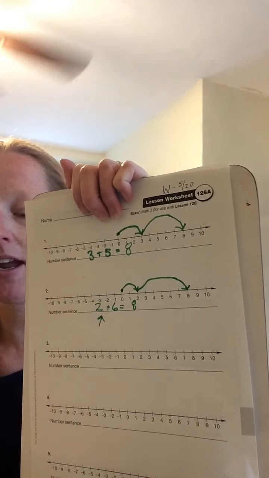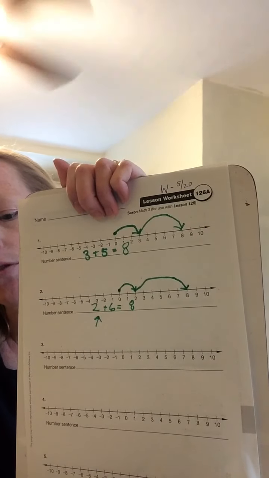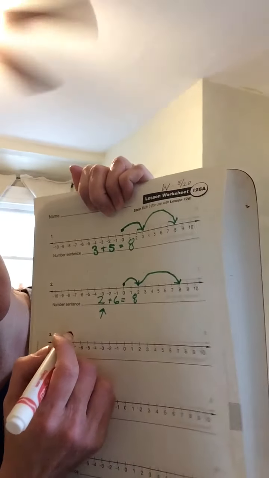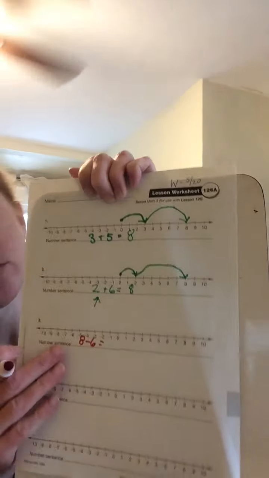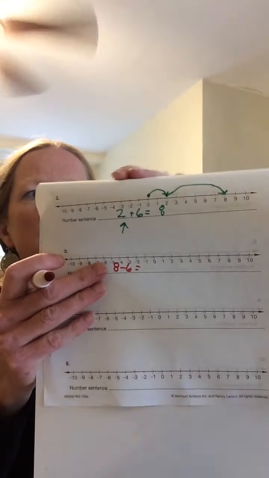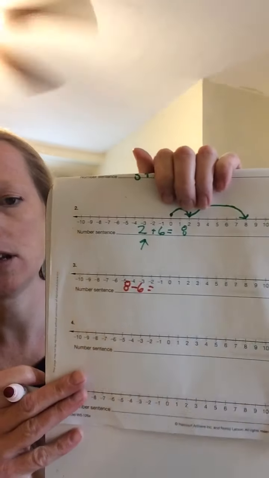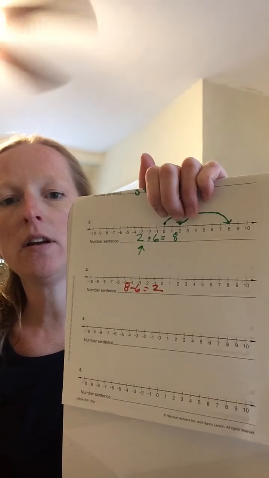Subtraction, you're going to be taking away. So you're going to be moving from 0 to the right to show what number you're starting with. So in this number sentence, the first one, I'm going to do 8 minus 6. And for 8 minus 6, I can solve and get 2. Well, how would that look on a number line?